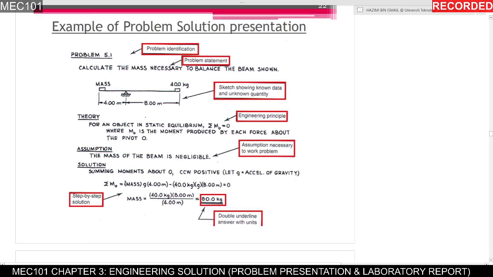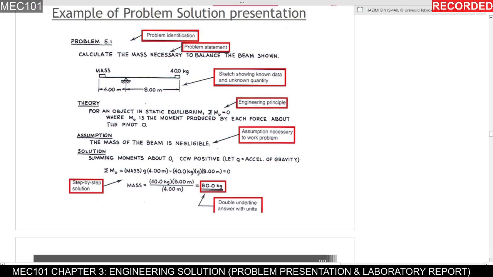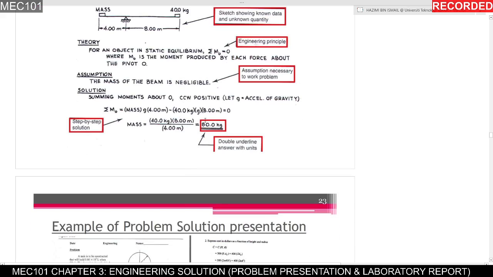Okay, and finally, after we have all this information, we can start our solution step. So here they calculate based on the theory that the summation of moment will be 0. Okay, so finally they have the answer here.